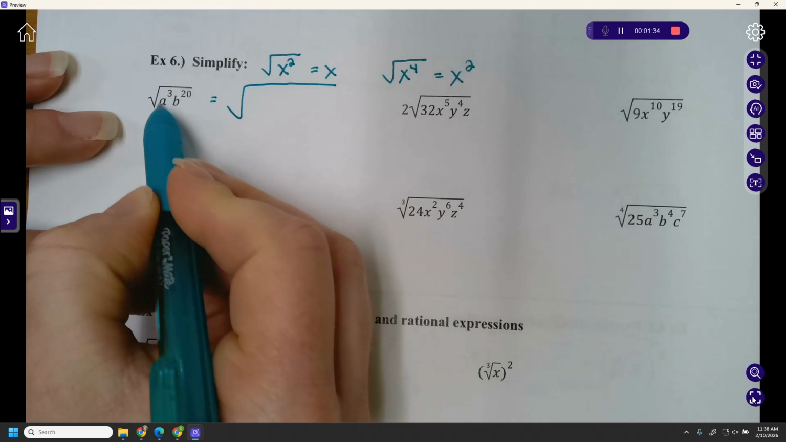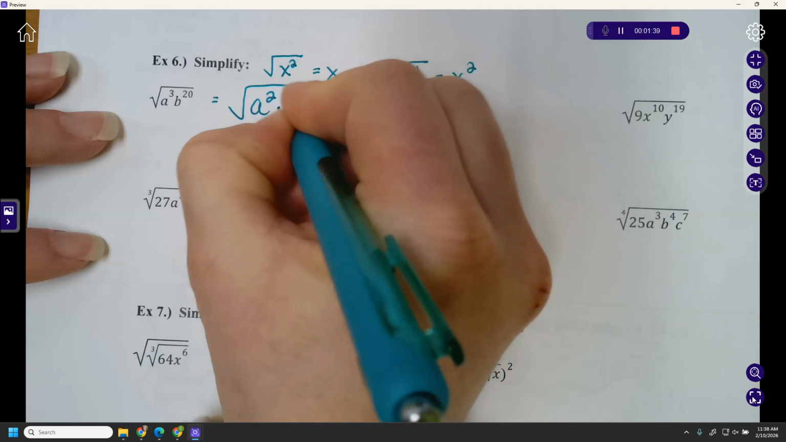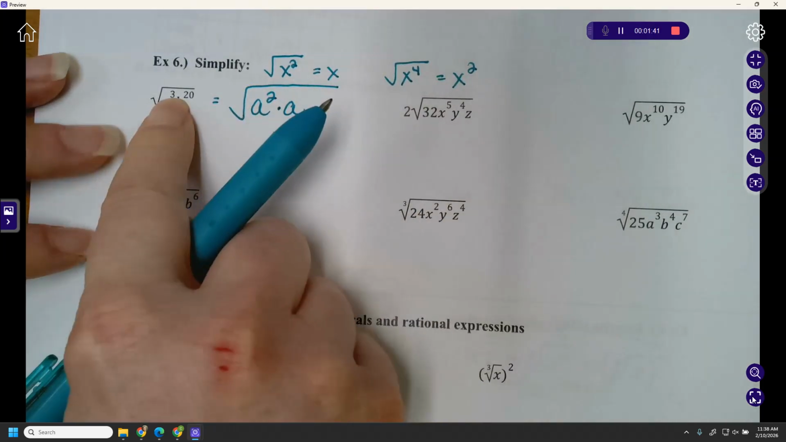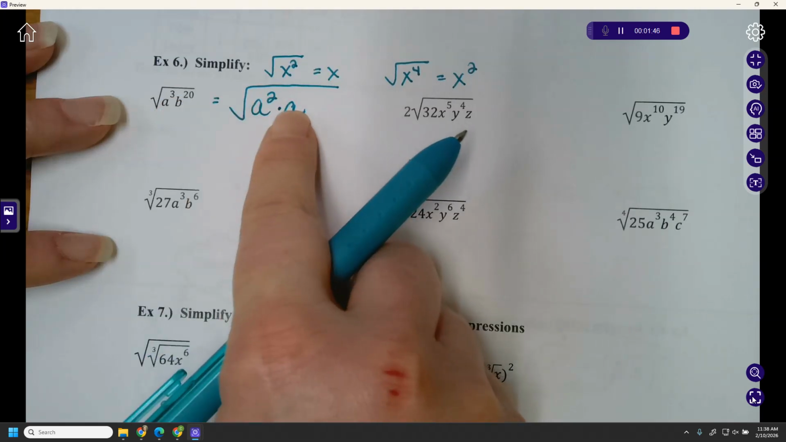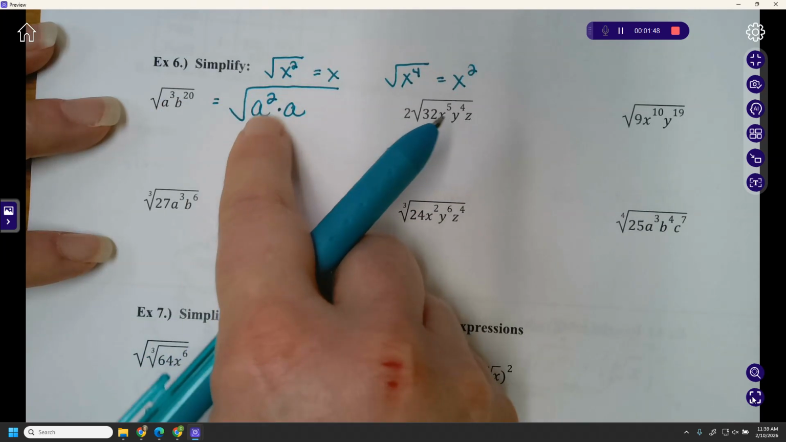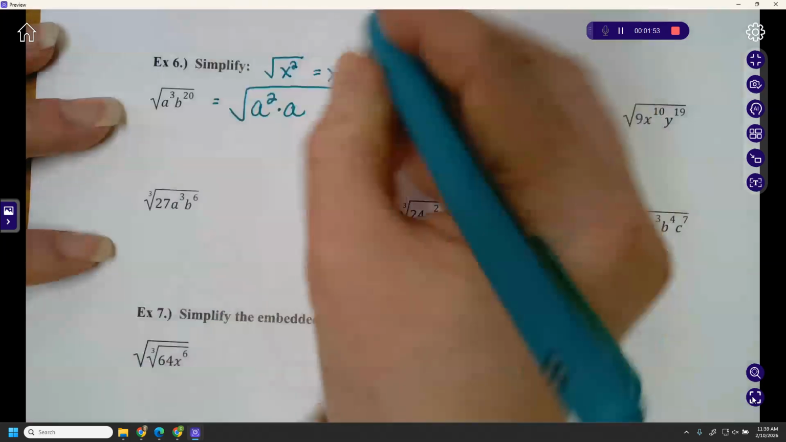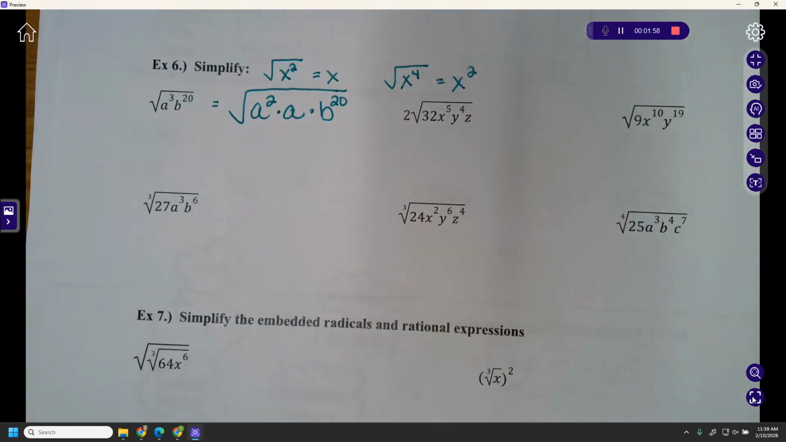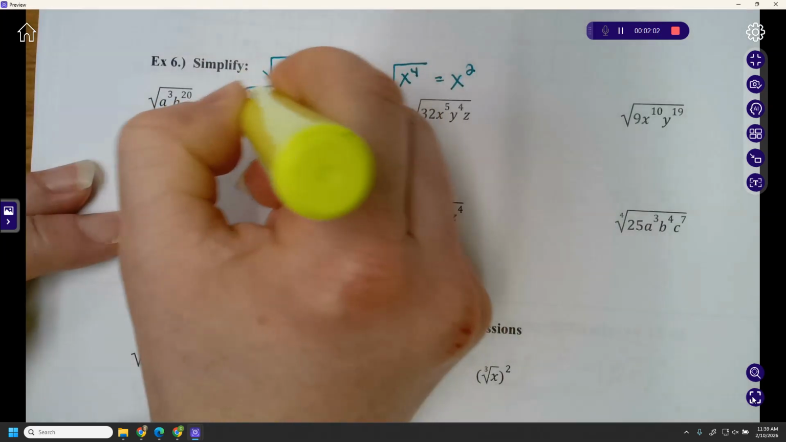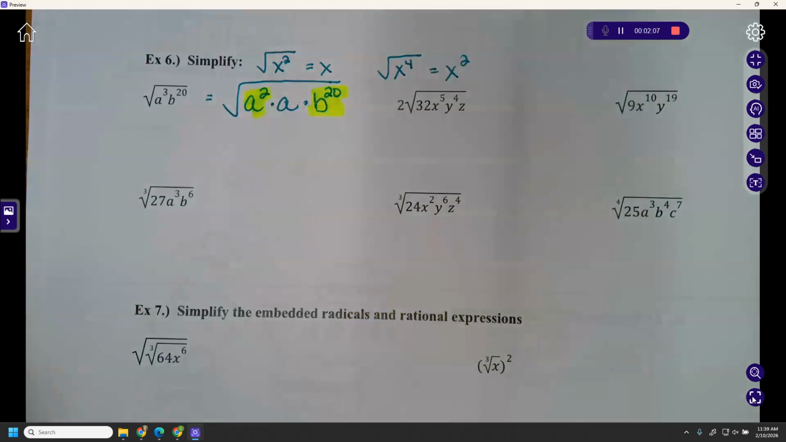So the square root of a to the third, I'm going to rewrite as a squared times a. Why? Because there is nothing that I can multiply by itself to get a to the third. However, if I went one exponent down and had a squared, I could take that out because a times a is a squared. I'm not going to do anything with b to the 20th because it's already an even exponent. Then I'm going to highlight the things that I can simplify. I can simplify a to the second, and I can simplify b to the 20th.